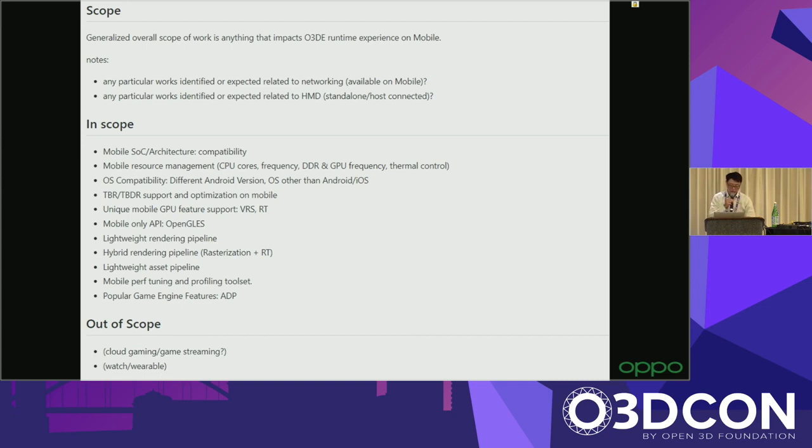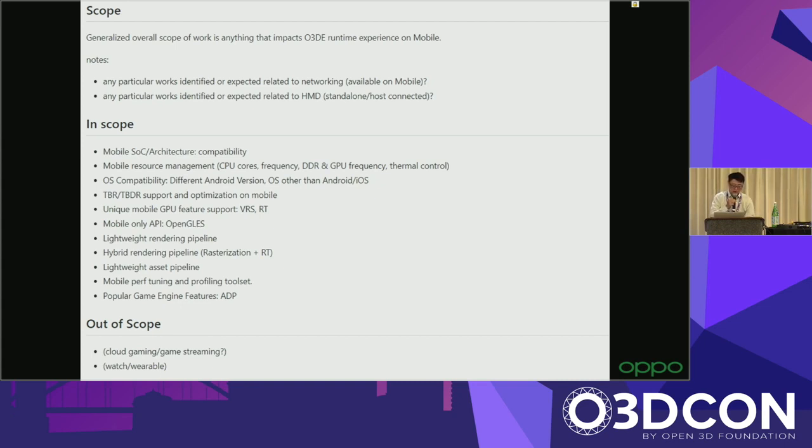OS compatibility is another headache on mobile. We have so many different Android versions to support. People have read articles about how Google doesn't have much power to migrate their users to the latest Android version, which means if you deploy your mobile game, you need to support a lot of legacy Android versions. And there are other operating systems than Android, for example Huawei, which has its own operating system.